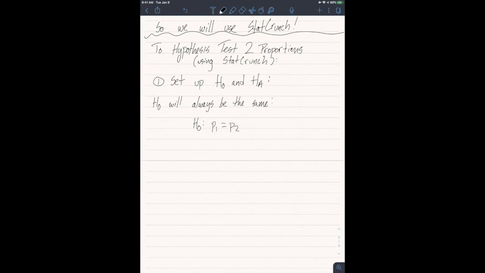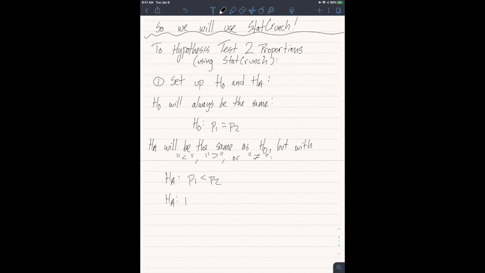What is the alternate? HA will be the same as H0, but with a less than sign, a greater than sign, or a not equal to sign. So the possible HAs are: HA, P1 is less than P2.